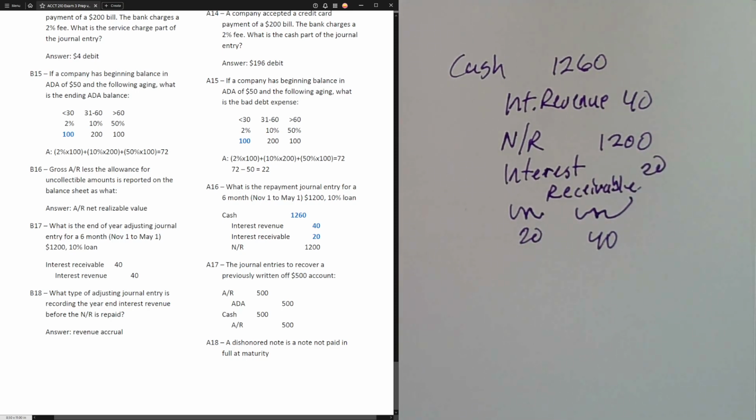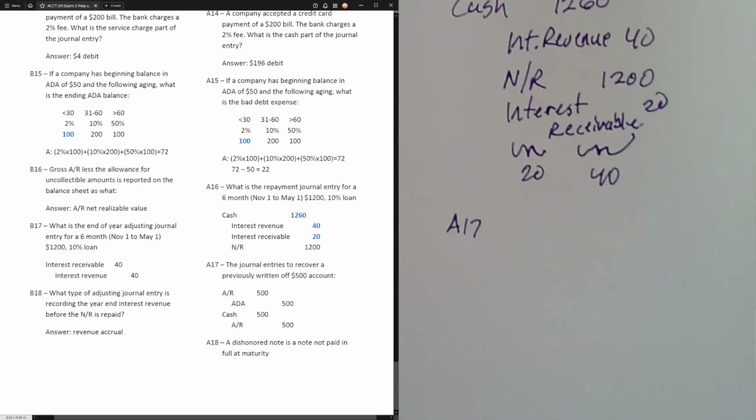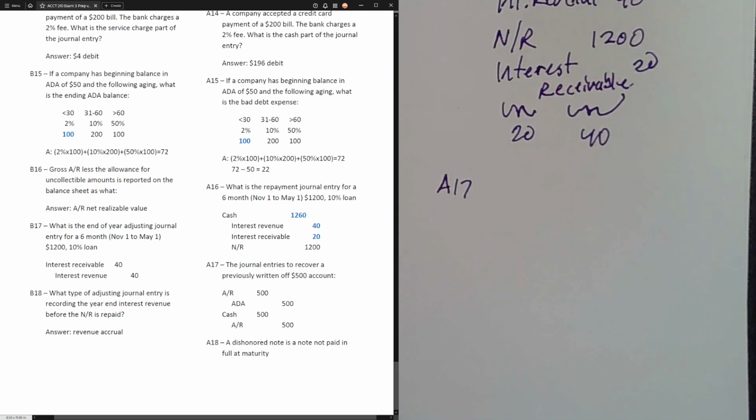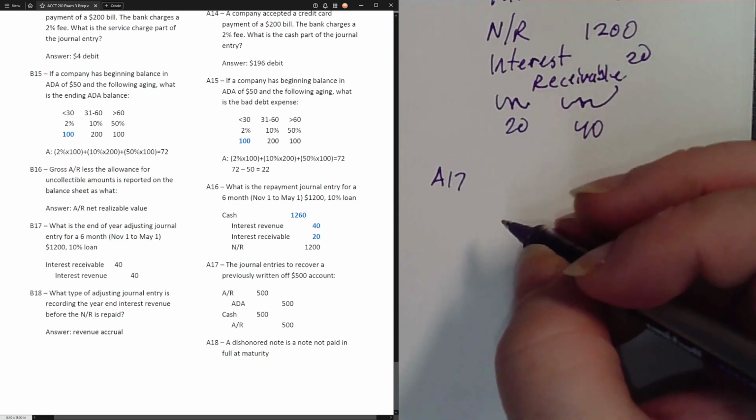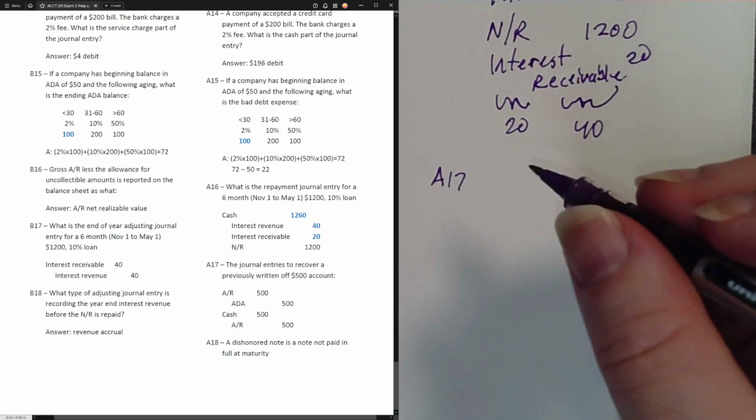Let's see, B18 and A18 are both knowledge-based questions, and A17 is just a relatively niche question. I put a lot of times in the A-level things that are sort of niche questions. They're not really primary parts of the chapter, but we include them in certain sections. A17 is one of those. How to recover, let's say you wrote off an amount, how to recover it.